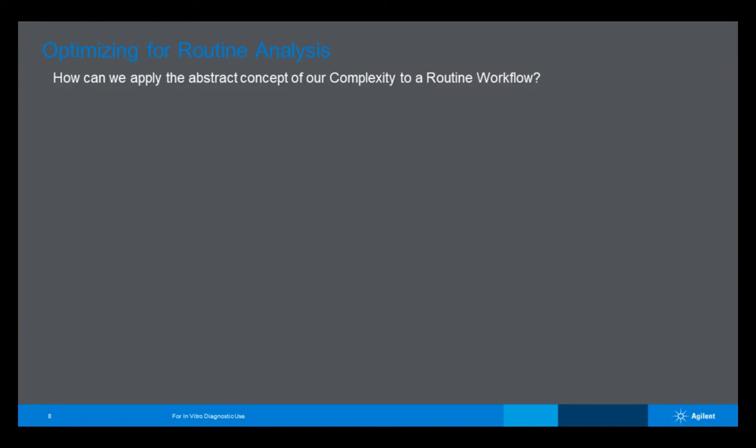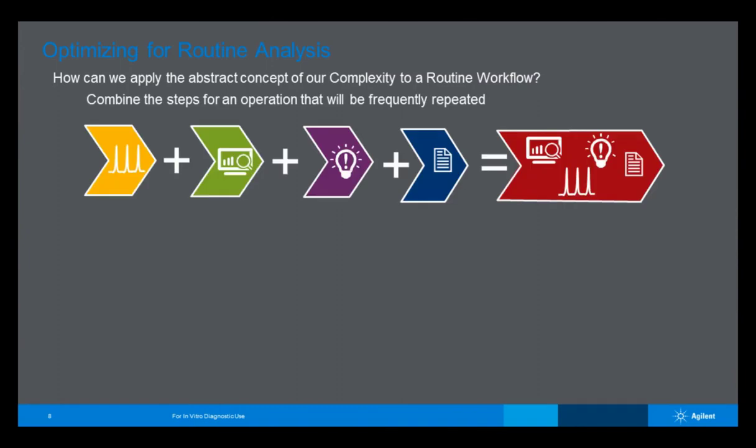So that's a pretty abstract concept, and statistically it does demonstrate some interesting things about complexity in a routine workflow. But how do we apply the abstract concept of complexity to a routine workflow? Now, within Agilent Technologies, we use Study Manager software, but more broadly, the complexity demonstrates that by combining the steps for an operation that's going to be frequently completed, we can actually reduce the complexity overall.